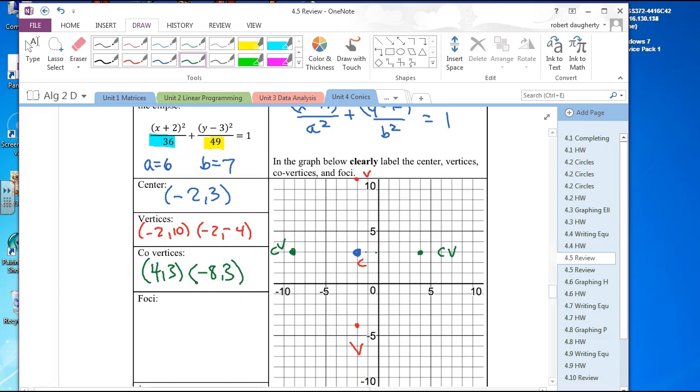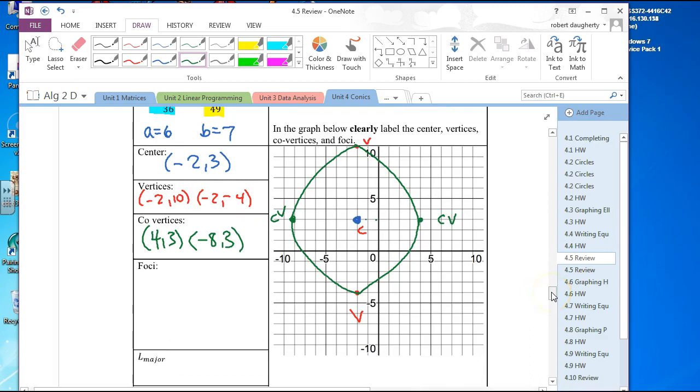So at this point, I have everything I need to graph this ellipse. So it looks like this, because you really don't need the foci to graph it, but I'm going to ask you about it. So that is the equation of this ellipse. Now, how do I find the foci? I have to remember that the focal length is c squared equals the absolute value of a squared minus b squared. So that means that c squared is the absolute value of 36 minus 49, which is 13. So c is equal to the square root of 13.